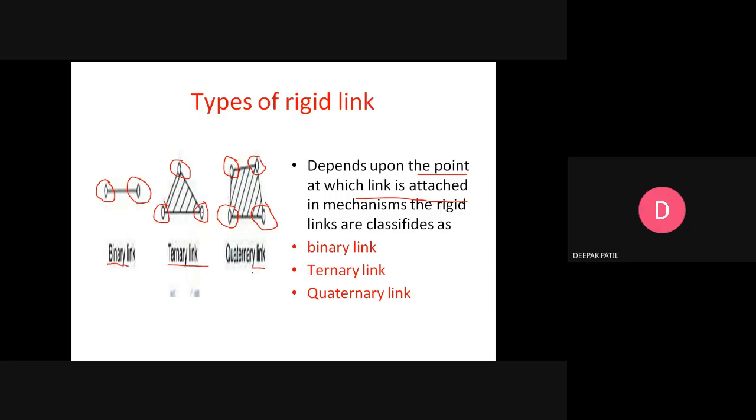Yes, sir. These are just simple concepts you understand. Okay, I hope it is clear. Types of rigid link: when I'm classifying this, of course, I consider them as rigid links. So there are three types of rigid links, depending upon at how many points they are attached to other links: binary, ternary, and quaternary.